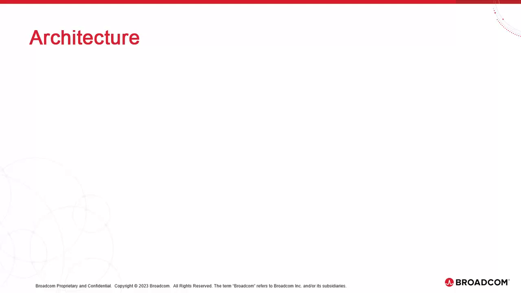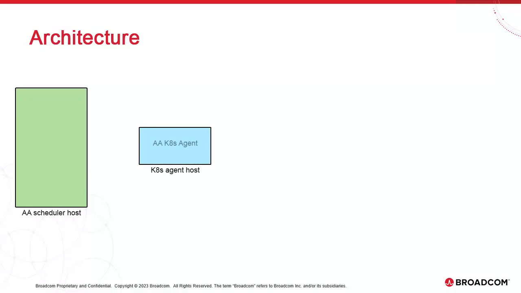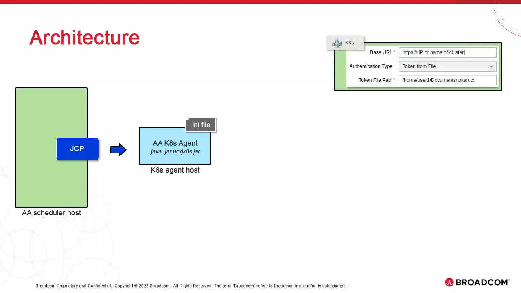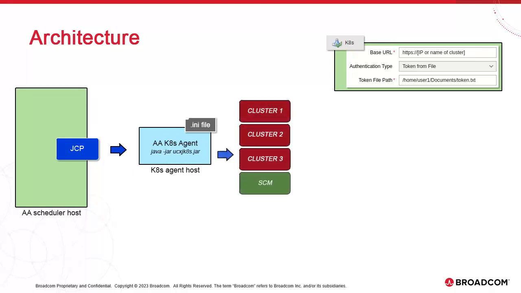We start with two systems, the Automic Automation host and the agent system. The agent is configured with a simple INI file with the usual values: system, agent name, connection, TLS, and so forth. We start the agents with the UCXJ K8s Java commands. As soon as it connects to the engine, a number of template connection and job objects are created. One CON to connect to the cluster, and the other to store authentication details to a secure source code repository, say SVN. Let's assume we have 3 clusters and 1 secure SCM.